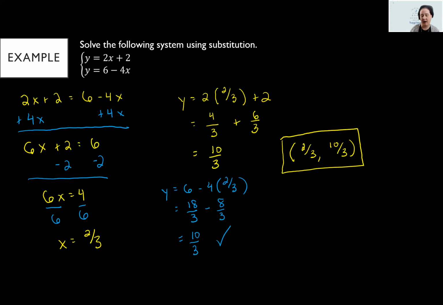So that is a check there to make sure, okay, I got the same answer for y by plugging that 2/3 into both equations. So I know that that is correct because it works in both equations. And that's what it means to be the solution to a system: your answers have to work in both equations. So are there any questions?